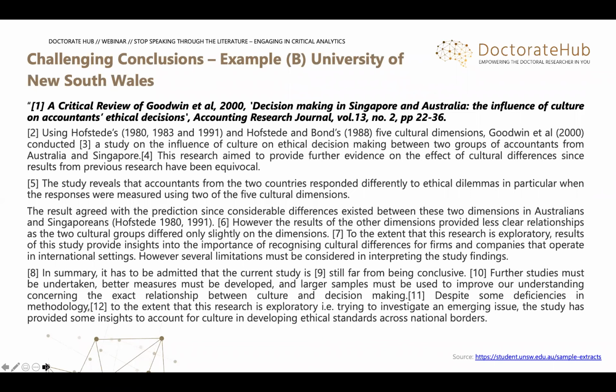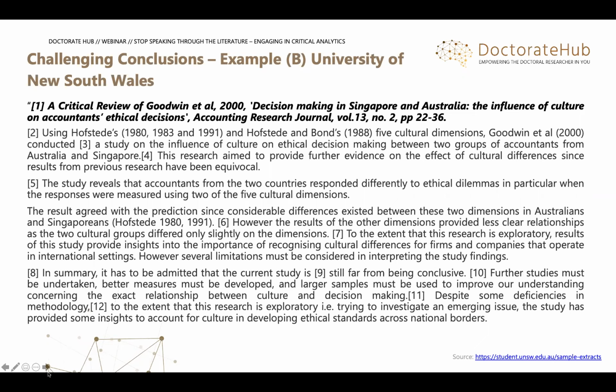However, several limitations must be considered in interpreting the study findings. In summary, it has to be admitted that the current study is still far from being conclusive. Further studies must be undertaken, better measures must be developed, and larger samples must be used to improve our understanding concerning the exact relationship between culture and decision-making. Despite some deficiencies in methodology, to the extent that this research is exploratory, an example trying to investigate an emerging issue, this study has provided some insights to account for culture in developing ethical standards across national borders.